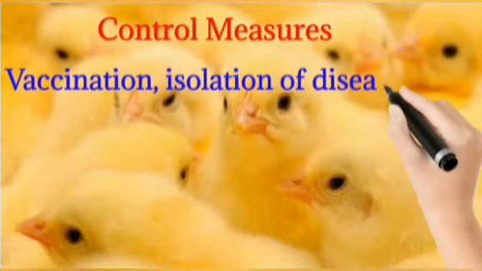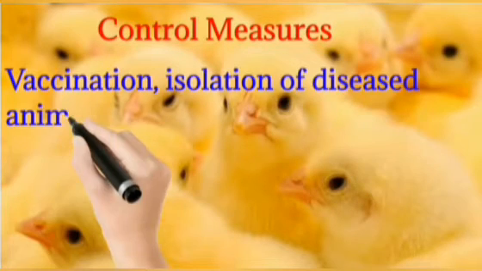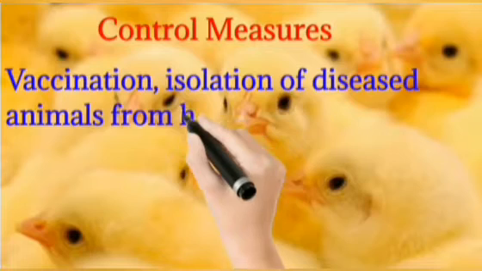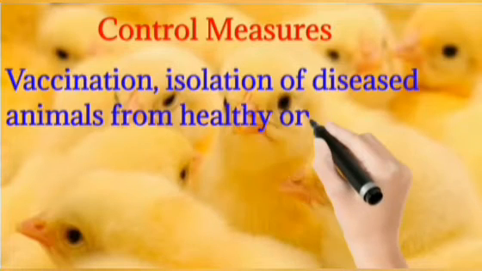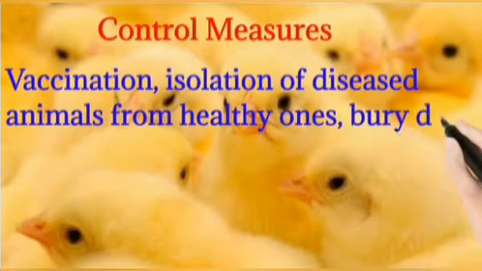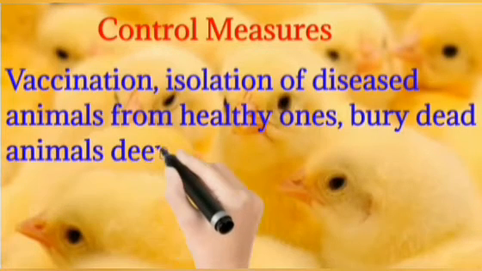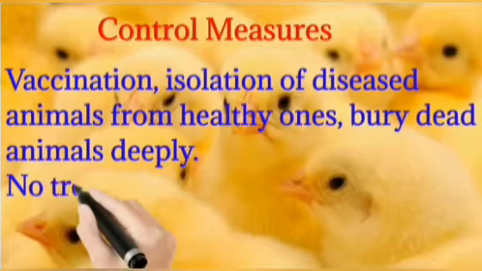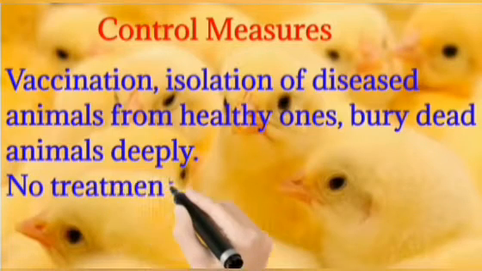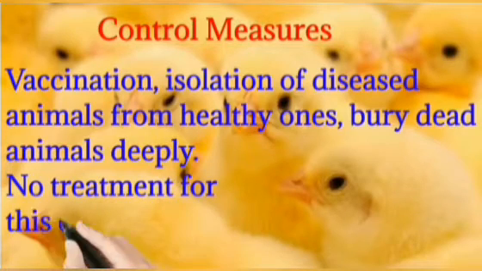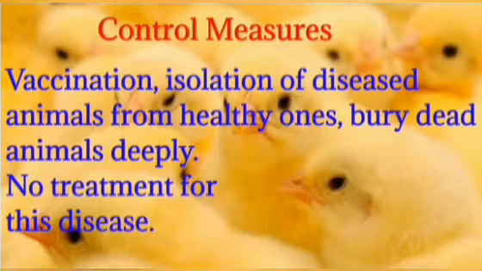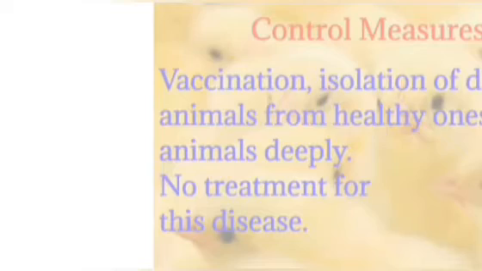Now, control measures. How do we control this? Vaccination, which is the most vital. Like I said before, this disease has no cure, so there is need to vaccinate beforehand. Then isolation of diseased animals from healthy ones. You bury animals deeply. There is no treatment for this disease. You only vaccinate against it. So animals that are infected should be isolated and buried deeply.